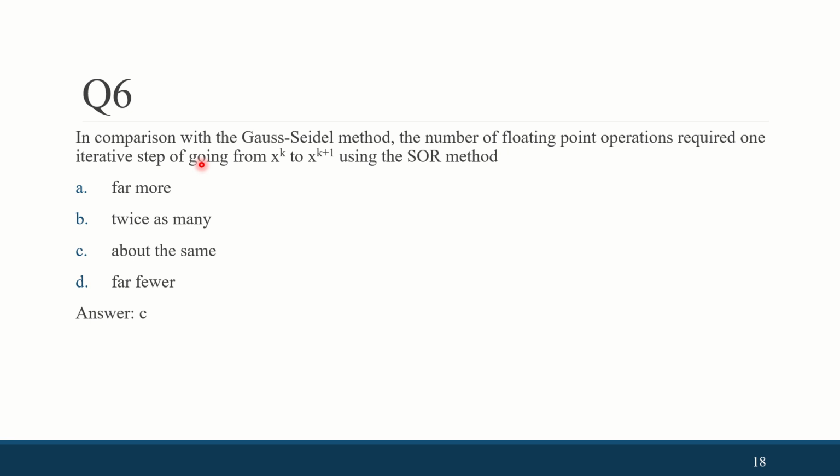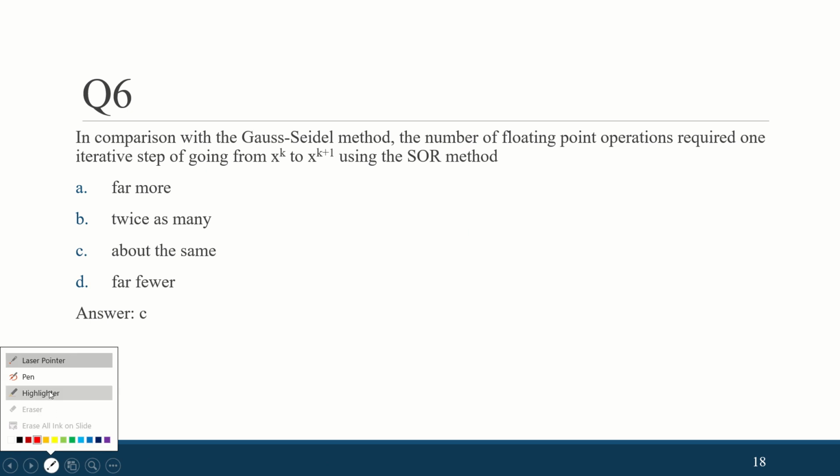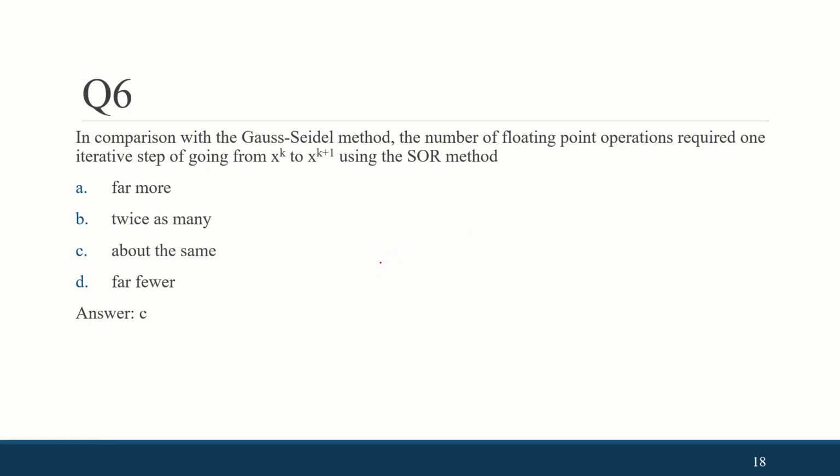But if you are looking for the floating point operations required for one iterative step of going from xk to xk plus 1, the number of operations required to solve that set of equations remains almost the same. That is, for Gauss-Seidel and the SOR method, they are just the same. Like for example, Gauss-Seidel.